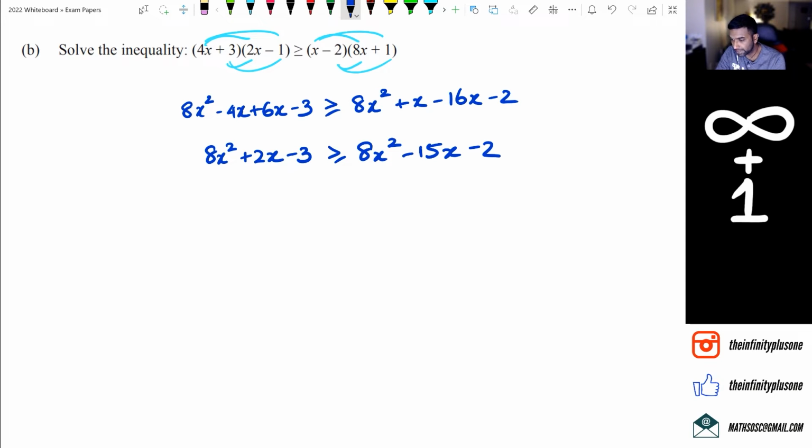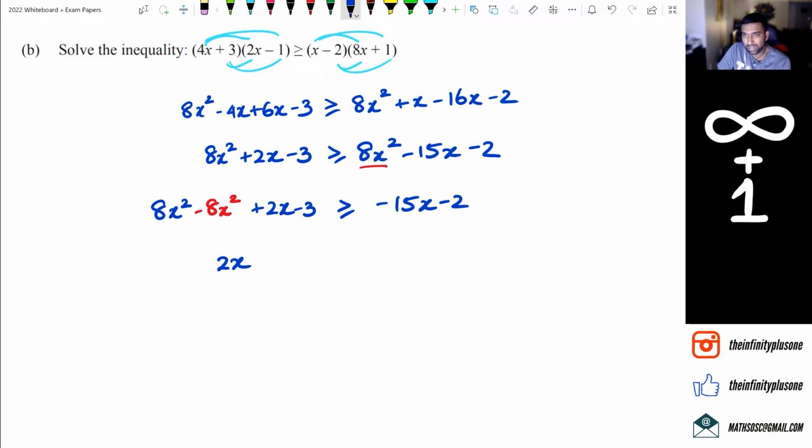All right, so with that in mind, I've got 8x squared on both sides, so I can actually get rid of them, because if I bring 8x squared to the right hand side, it's going to become minus and it's going to become 0. But just for old time's sake, I'm going to write it down here. So when I bring this 8x squared over here, it's going to be negative, and what I've got here is 2x minus 3 is greater than or equal to minus 15x minus 2. Now 8x squared take away 8x squared is 0, and of course I want to bring all the x's to one side, and take all the numbers to the right hand side.